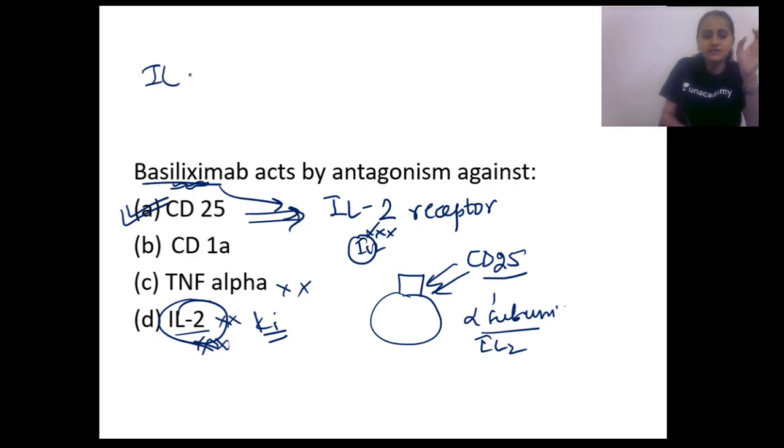How do we remember the drugs for interleukin 2 receptor? Which is the other drug apart from bevacizumab which acts on interleukin 2 receptor? Which is the other drug? Can someone tell me?